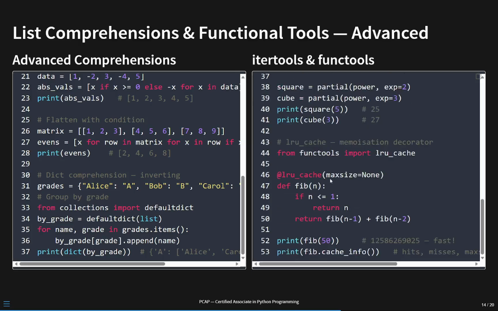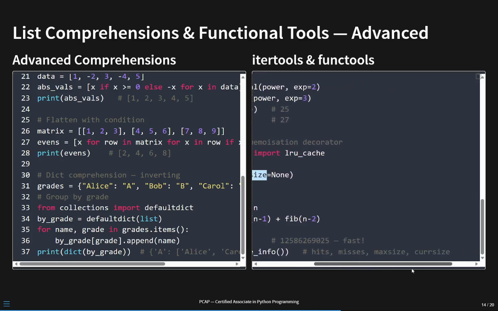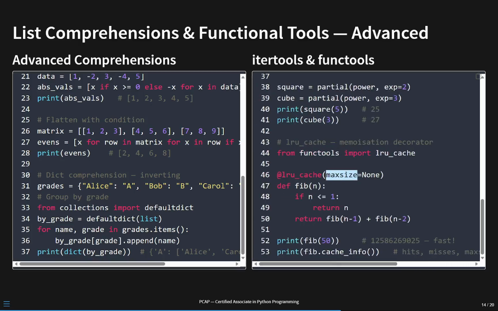@lru_cache memoizes a function, caching results indexed by the arguments. Recursive fib(50) without caching recomputes millions of overlapping subproblems. With @lru_cache, each unique input is computed once and cached. fib.cache_info() shows hits, misses, and current cache size.